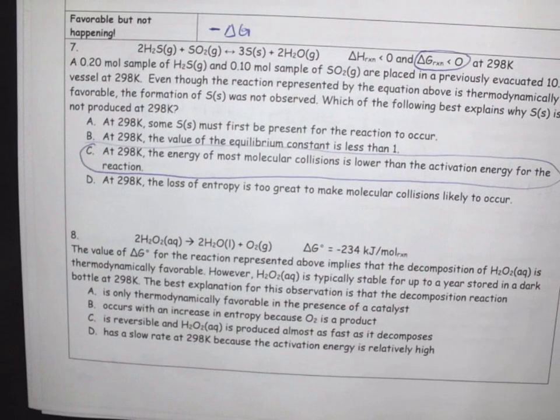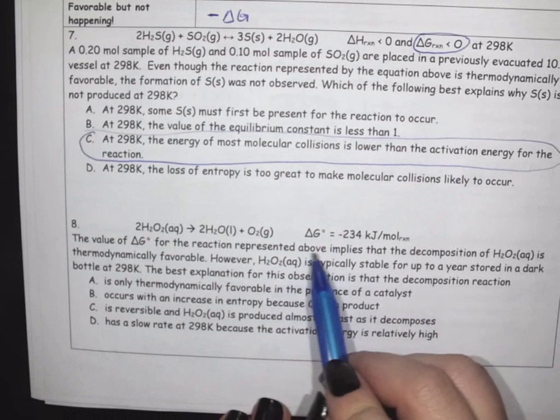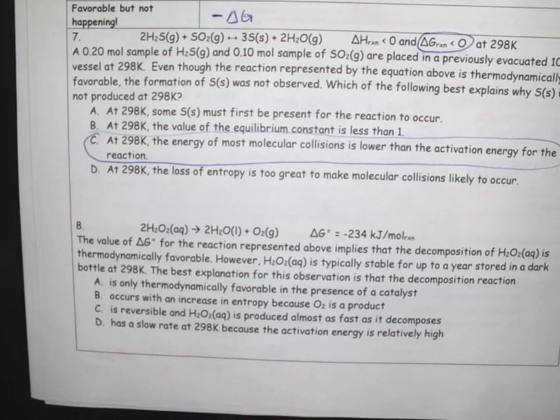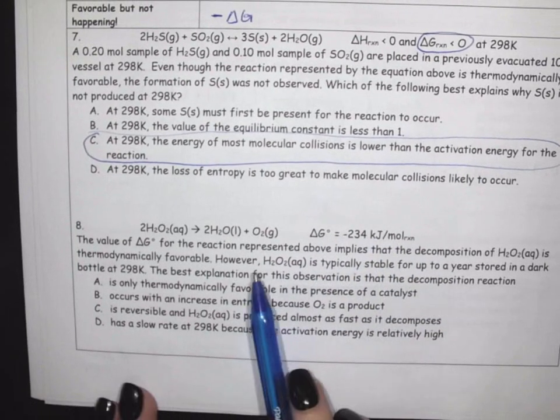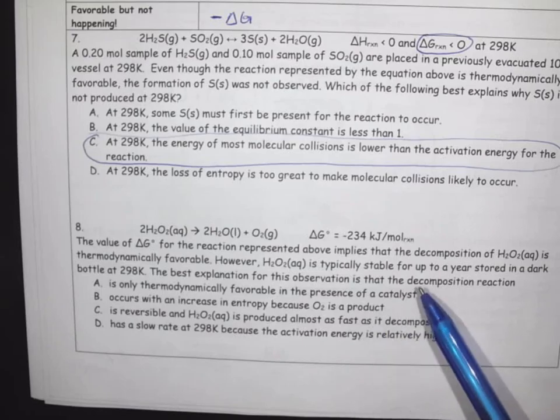Now, number 8, we see something similar. Delta G is negative, so the reaction should be happening. However, H2O2 is typically stable for up to a year, stored in a dark bottle, so it doesn't decompose. And so we're going to say, well, why is that?